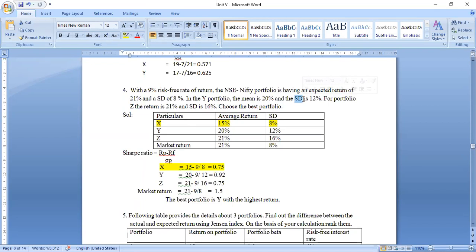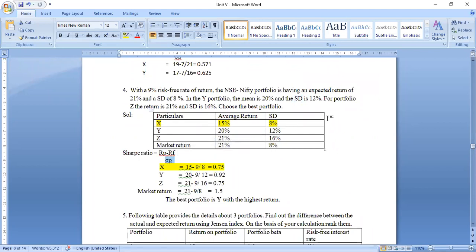So in this problem, they have not specified which ratio we are supposed to calculate, but with the given information, we will get a clear picture that we have to calculate the Sharpe ratio. And we have to write the formula first for the Sharpe ratio. Why are we using Sharpe? Because we are given the standard deviation.